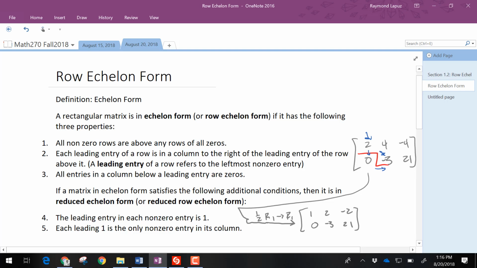Does that satisfy condition number four? Well, the leading entry in each non-zero row is one. So we have the leading entry for this. We have two leading entries though, right? So we need to fix up the second row as well. So let's do that.